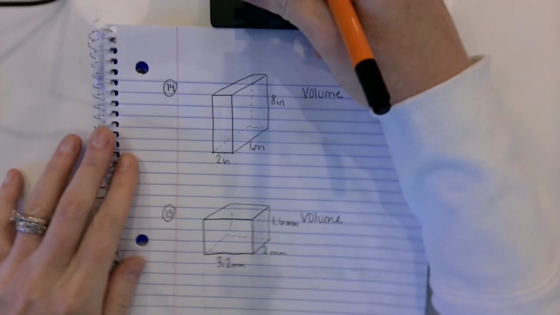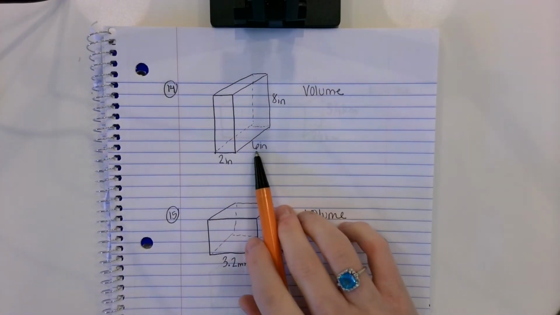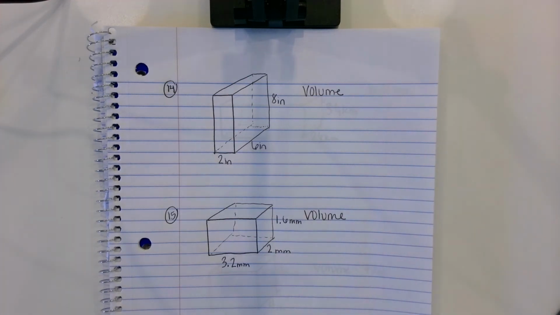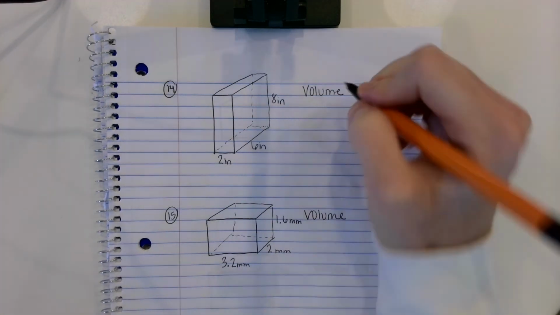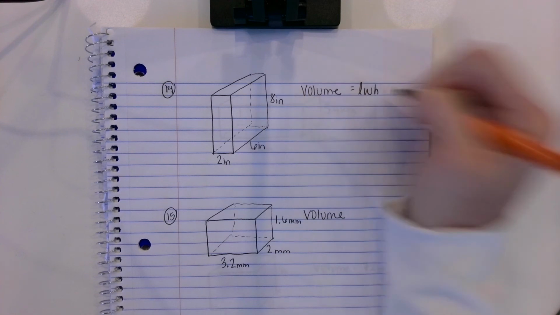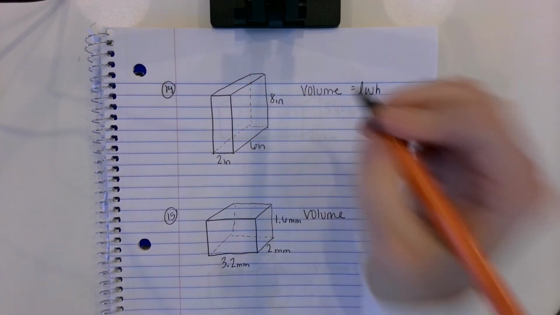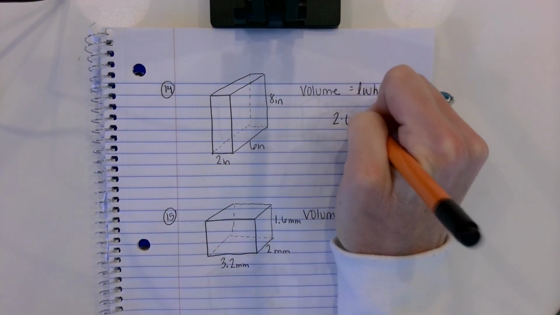Looking at this next one, find the volume of this rectangular prism. Pause and get your answer. You know the formula for volume is length times width times height, so just simply multiply all three numbers. 2 times 6 times 8.